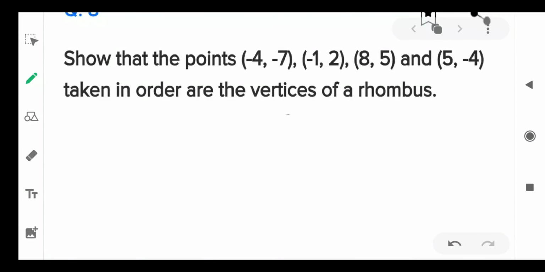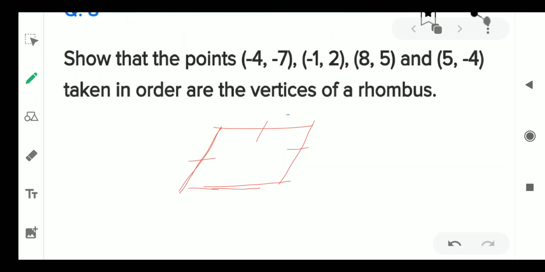So first of all we should know the properties of a rhombus. What are the properties of a rhombus? All four sides are equal, and opposite sides are parallel, and all sides are of equal length. It is just like a square, the only thing is here at the adjacent places the angle is not 90 degrees. And one more thing is the diagonals bisect each other perpendicularly, meaning the diagonals will cut exactly half at 90 degrees.